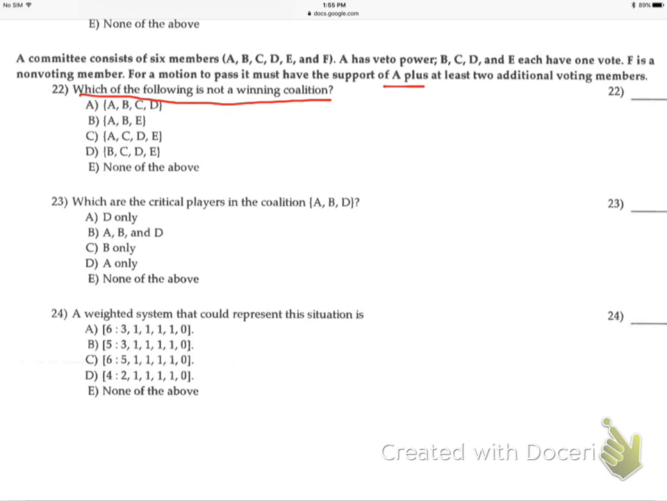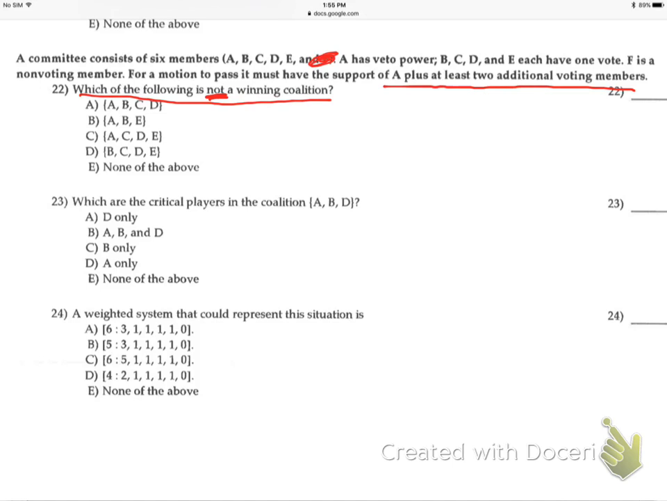So you got to have A plus 2 additional voting members. Who's not a voting member? Oh, F is not. So forget about F. Just pretend F's not even there. F's just not a voting member. Okay. So to pass anything in this system, you got to have A and 2 more. A and 2 more. So which is not? Watch out for the little knots.